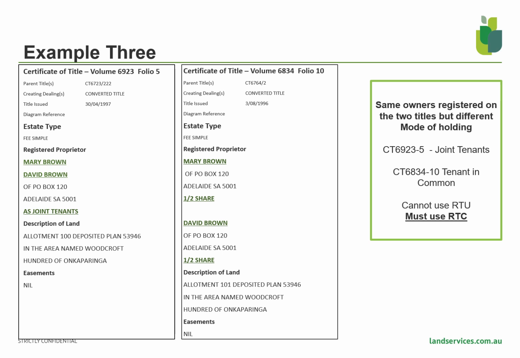In this example, there are two separate titles with the same parties, Mary and David Brown. However, one title has them as joint tenants and the other title has them with shares. Therefore, an RTU cannot be used, as vestings are required to change the mode of holding. The mode of holding has to be identical to use an RTU.